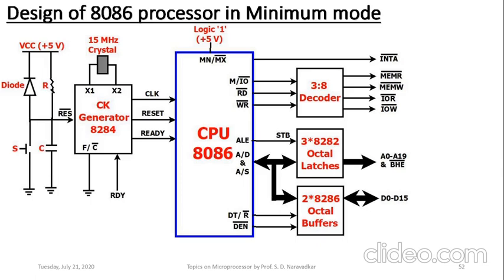The specific pins of the octal buffer are not shown in this particular diagram. You can rewrite: DTR bar connected to T pin, transmit, and DEN bar connected to OE bar pin, output enable bar. As we know, DTR bar defines the direction of data transfer through the octal buffers, and DEN bar is used to enable the octal buffer itself during data transmissions.